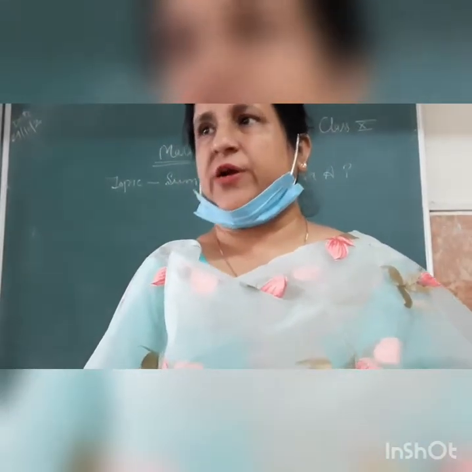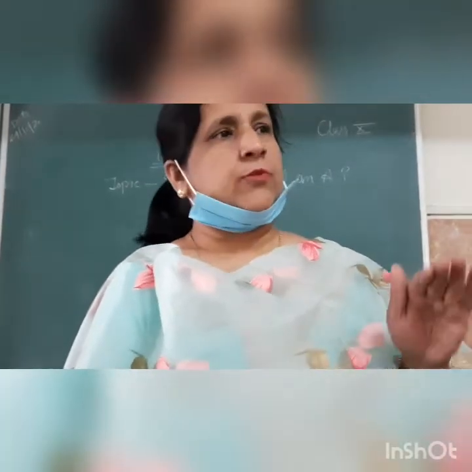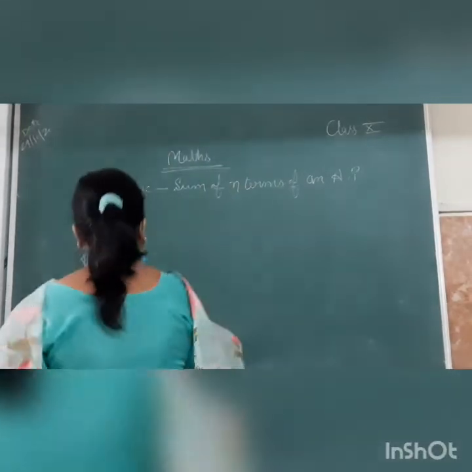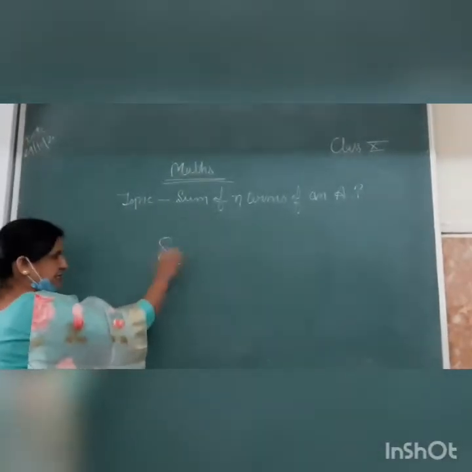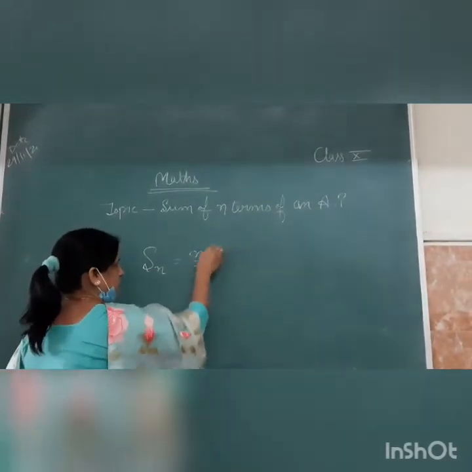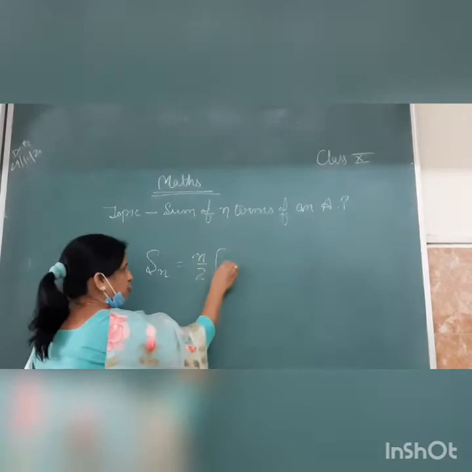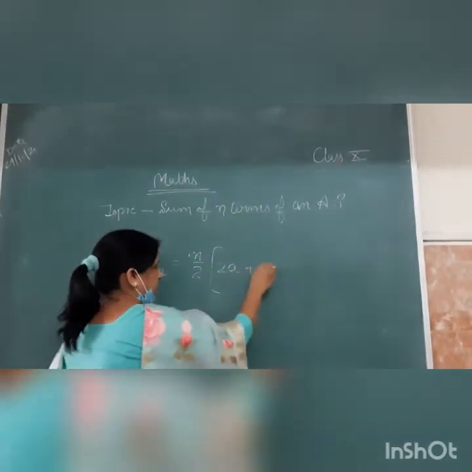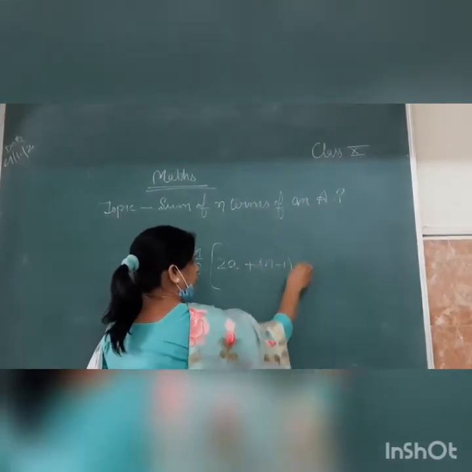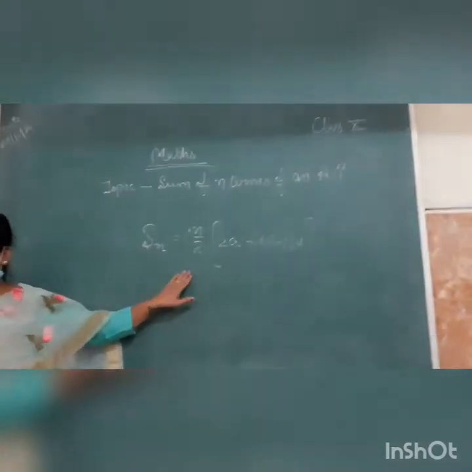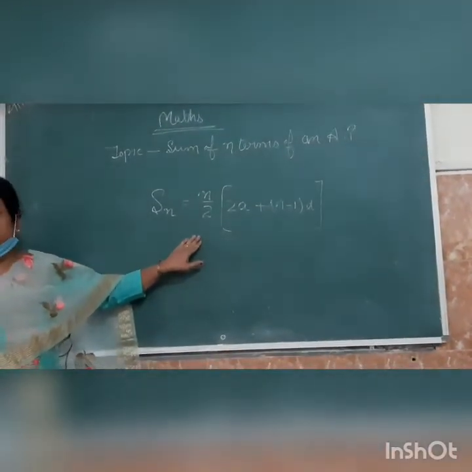We have already found the nth term of an AP, how to find the nth term. Today we will see what formula we have for the sum of n terms. First, we denote the sum by Sn. It will be n/2, where n is the number of terms, times 2a, where a is the first term, plus (n-1) into d. So this is the formula to find the sum of n terms of a given AP.